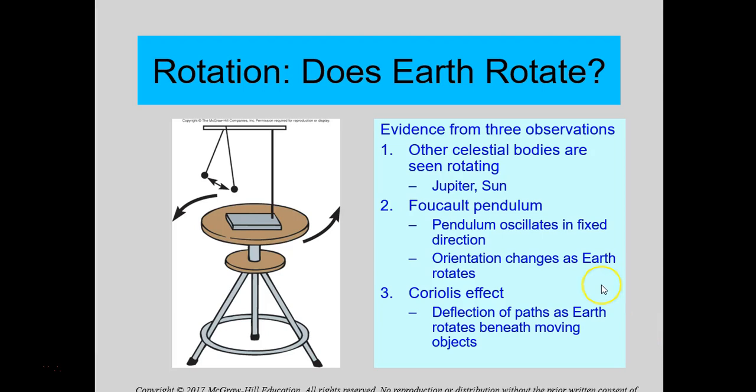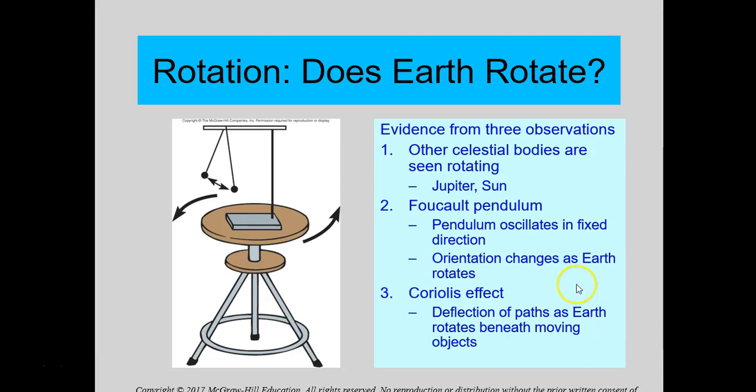We can use what's called a Foucault pendulum, which is basically just a pendulum that oscillates in a fixed direction while the Earth rotates beneath it. You can see an example of this if you take a pendulum and spin it on a chair. As this spins, the pendulum will keep oscillating back and forth. You see the same thing with the Foucault pendulum on Earth. And then we also see what's called the Coriolis effect, which is the deflection of winds as the Earth rotates. It causes them to spin up and form circles.